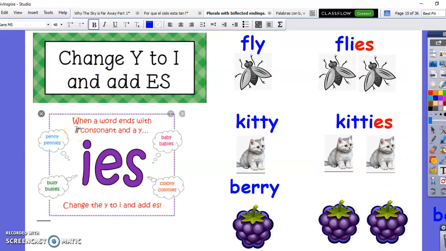Now, the other rule that we find is when words end with Y, we have to drop the Y and change the Y to I, and add ES. Change the Y to I and add ES. So fly becomes flies. You change the Y to I and add ES to the end. Kitty becomes kitties because, again, the Y gets changed to an I, then you add ES. So what would it be for berry? Again, change the Y to an I and then add ES.